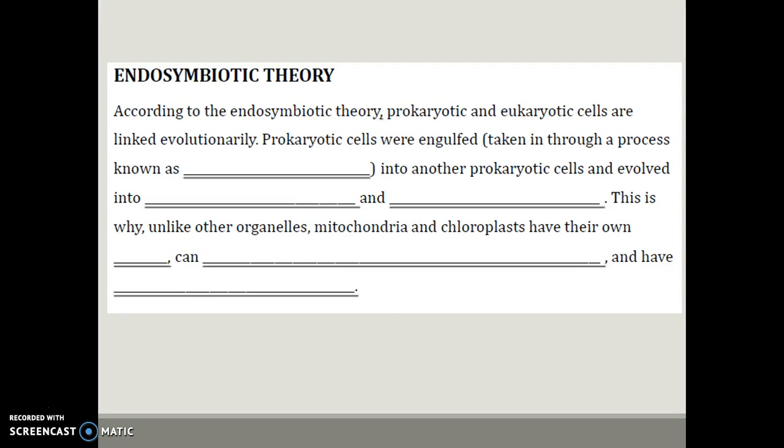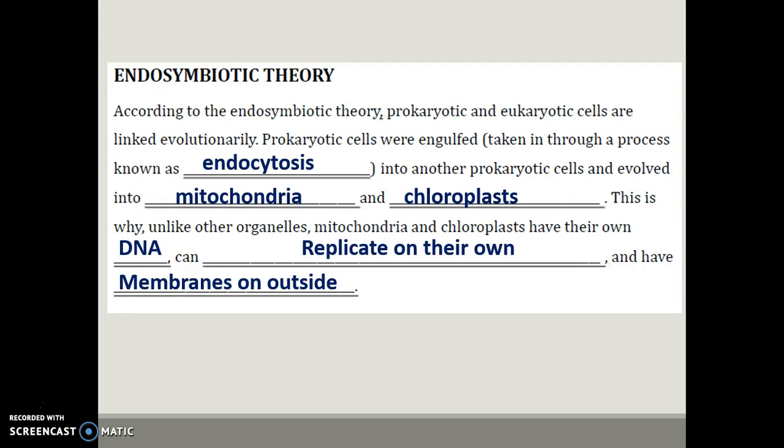According to the endosymbiotic theory, prokaryotic and eukaryotic cells are linked evolutionarily, meaning that they are related to each other. They have a common ancestor. Prokaryotic cells came first, and prokaryotic cells were engulfed or taken in through a process known as endocytosis into another prokaryotic cell. And then that evolved into a mitochondria and into chloroplast. And the reason we know this is because, unlike other organelles, the mitochondria and the chloroplast have their own DNA and they can replicate on their own. And they also have membranes around them. And that's something that we don't see with any other organelles.